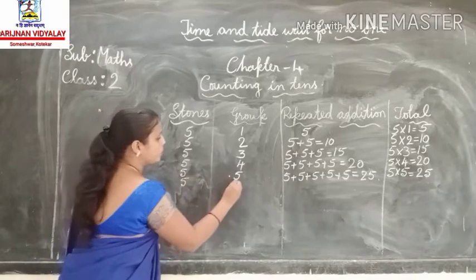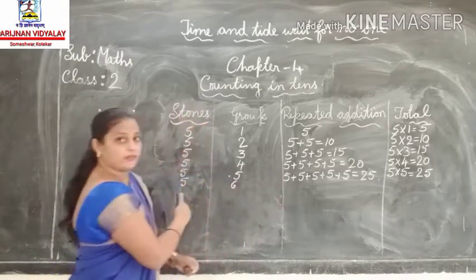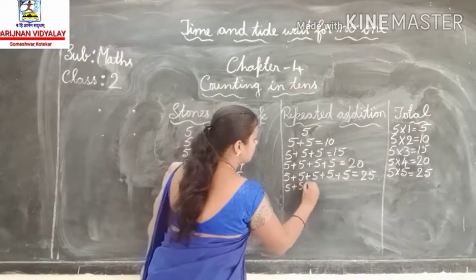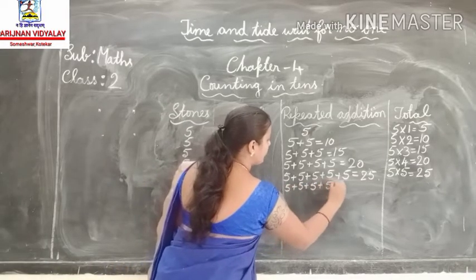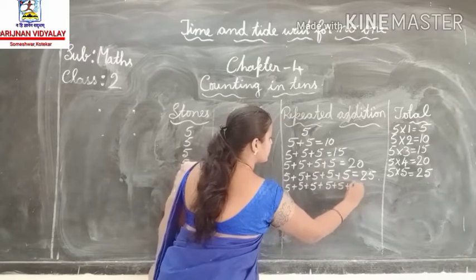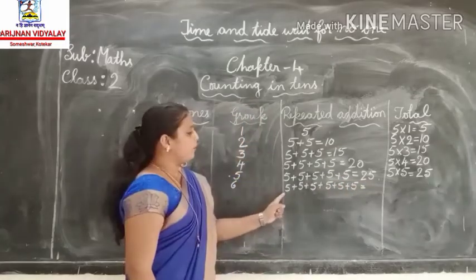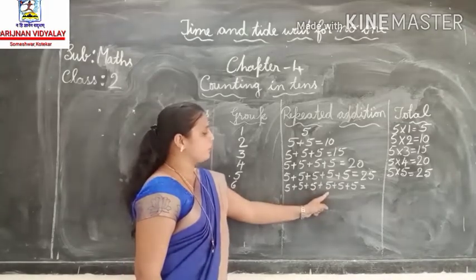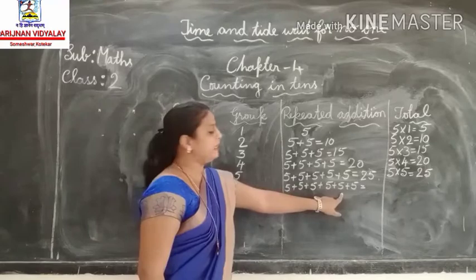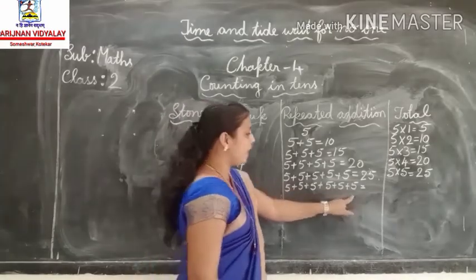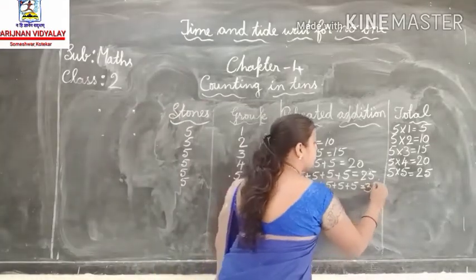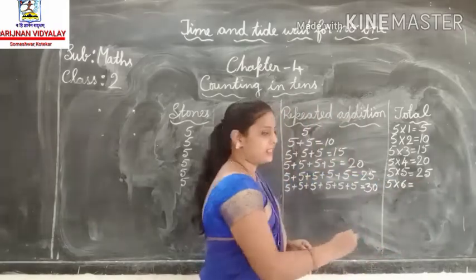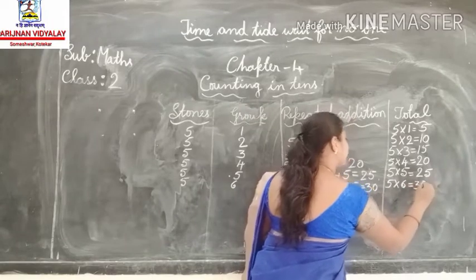5 into 6 groups. Here 5 is repeated 6 times. 1 time, 2 times, 3 times, 4 times, 5 times, 6 times is equal to 5 plus 5 is 10, 10 plus 5 is 15, 15 plus 5 is 20, 20 plus 5 is 25, 25 plus 5 is 30. So here 5 is repeated 6 times. So 5 sixes are 30.